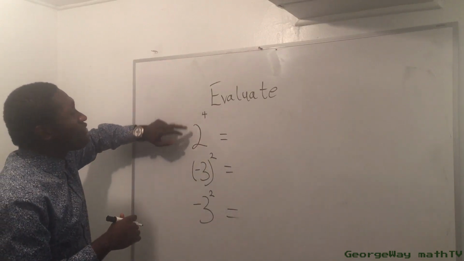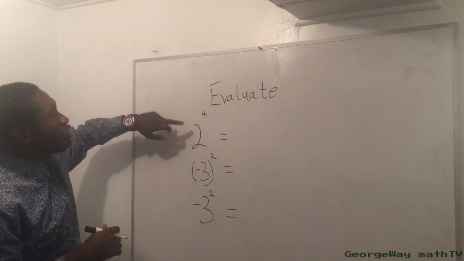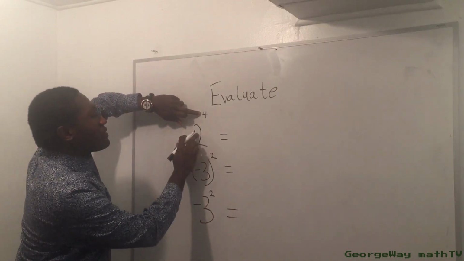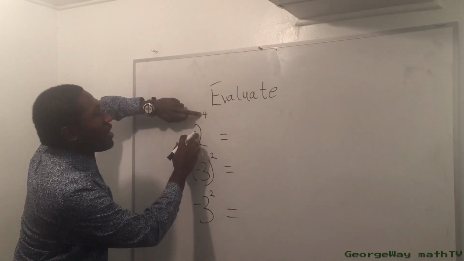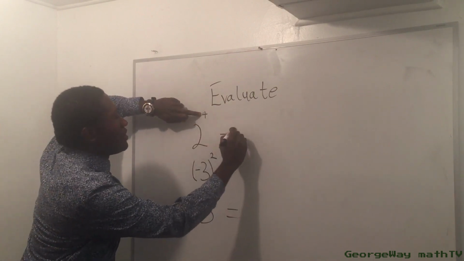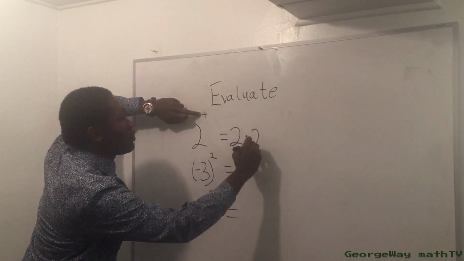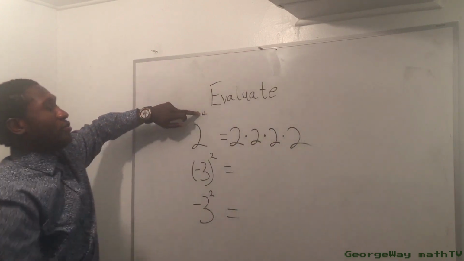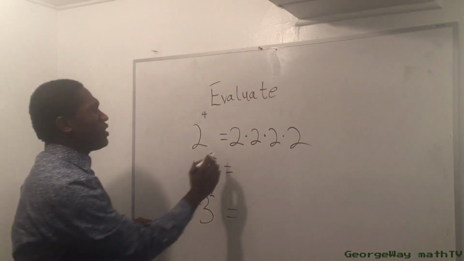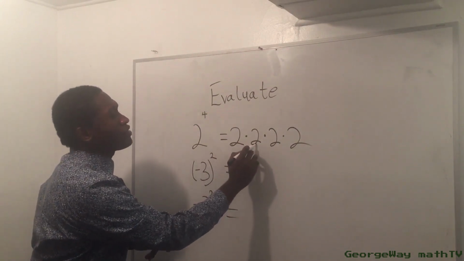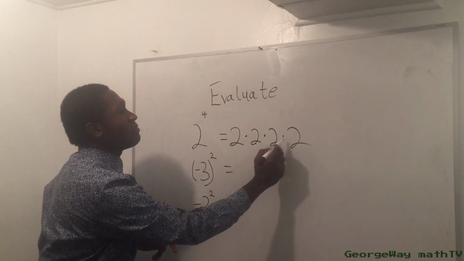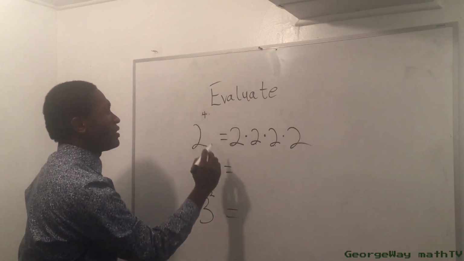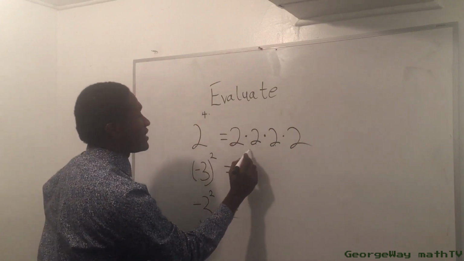Alright, so 2 to the 4th power. 2 to the 4th power means this times itself this many times. So it means 2 times 2 times 2 times 2. And what is 2 times 2? 4. 4 times 2 is 8. 8 times 2 is 16. So that means 2 to the 4th power is 16.